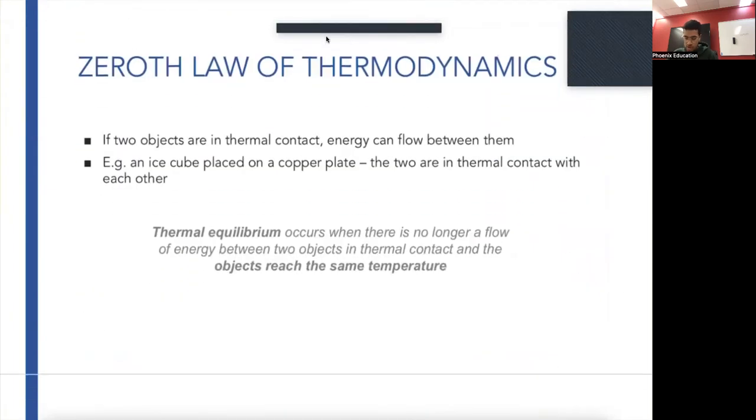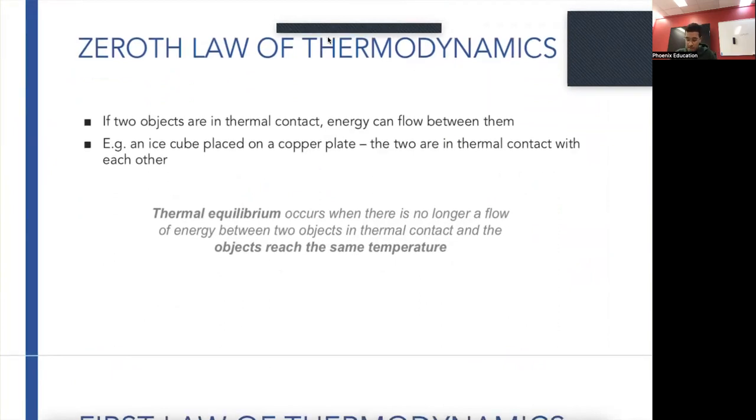All right. So we'll go into the 0th law of thermodynamics. What this says is that when two objects are in thermal contact, so when two objects are touching one another, they will always reach the same temperature. So there will be no energy transfer between the two objects. So the objects will reach the same temperature.